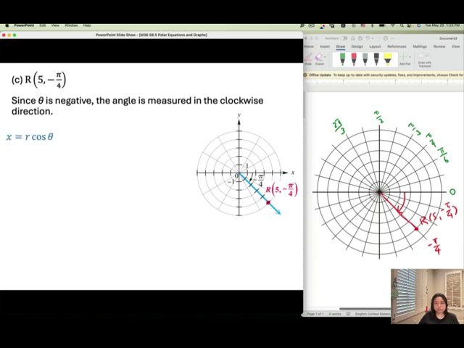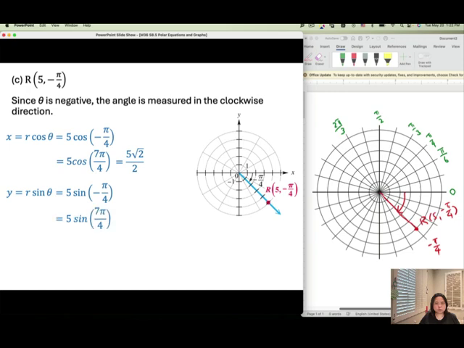And then use the formula. I want you guys to try. Plug it in. Cosine of negative pi over 4 in quadrant 4 will be root 2 over 2, right? And then y equals r sine theta, plug it in. That'll be negative root 2 over 2. Okay, so this is going to be the rectangular coordinate.